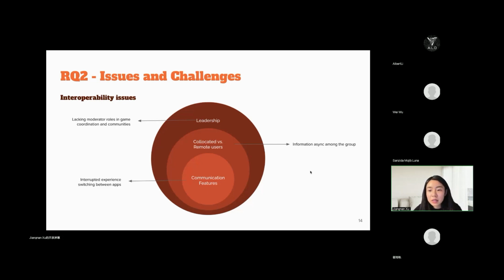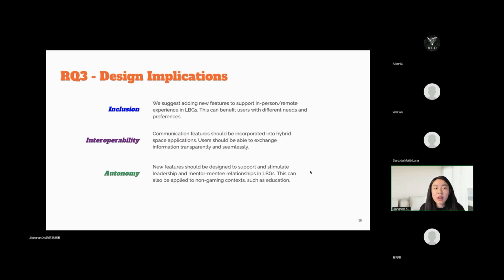So these are the interability issues. Based on that, we have three design implications to make. First, although hybrid playing can cause a series of problems regarding the interability issues, we want to keep it because this can benefit users with different needs and preferences. And then we want to solve the interoperability issues.